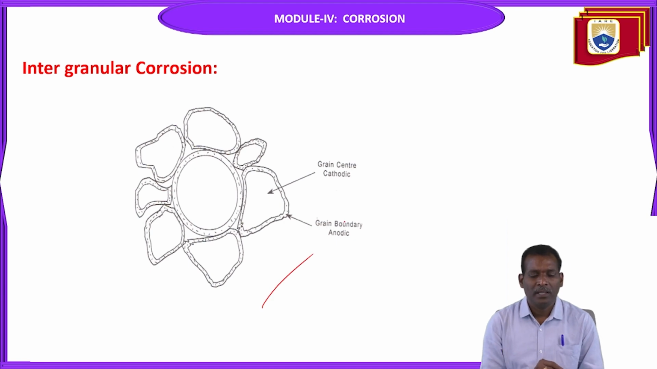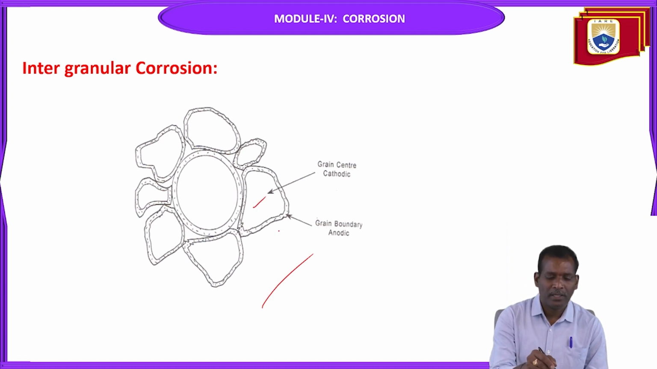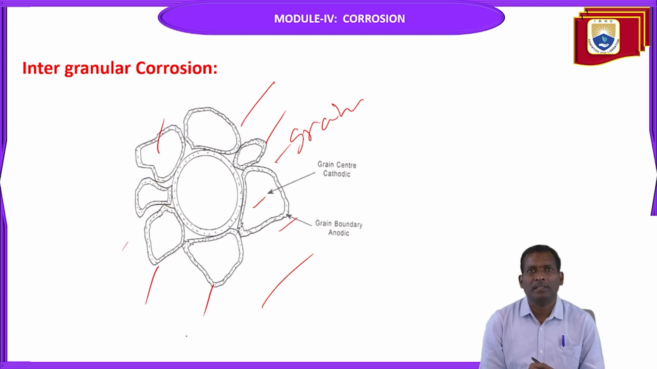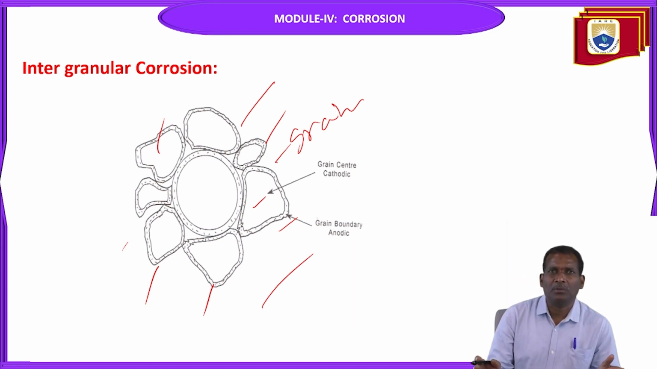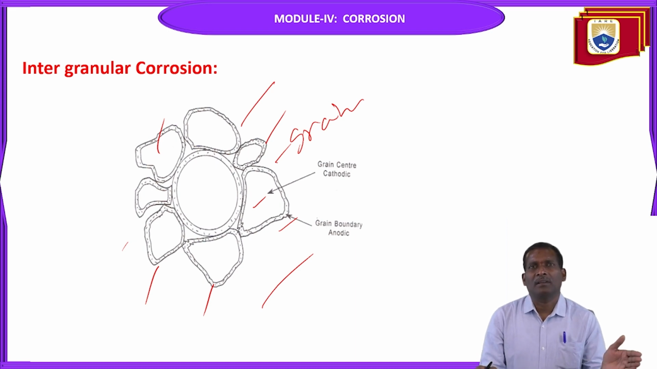So you can see the diagram here. The grain center is cathodic, the grain boundary is anodic. This is one grain, and the second, third, and different grains you can observe in the metal under a microscope. You can see the grain structure of the metal with the help of a microscope only. Due to this internal granular structure, corrosion can also occur on a metal surface. This is one type of corrosion, that is intergranular corrosion. Up to now we have learned the theories of corrosion and the types of corrosion.